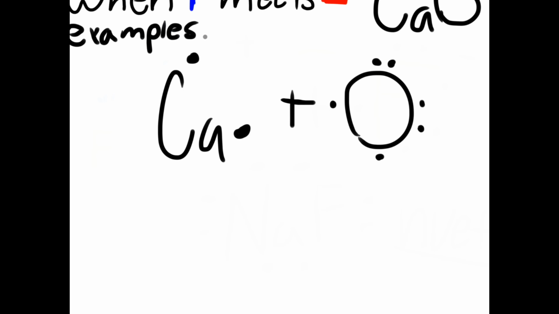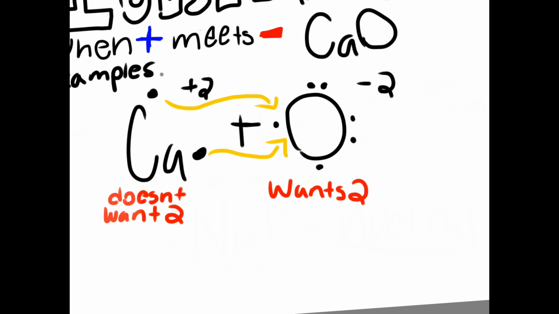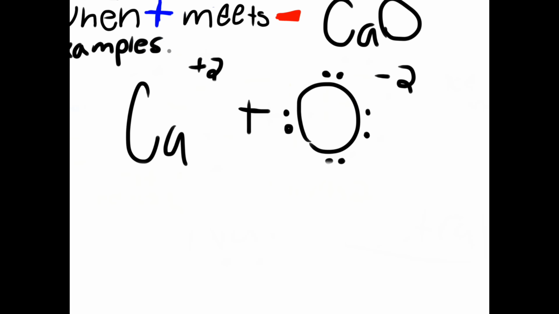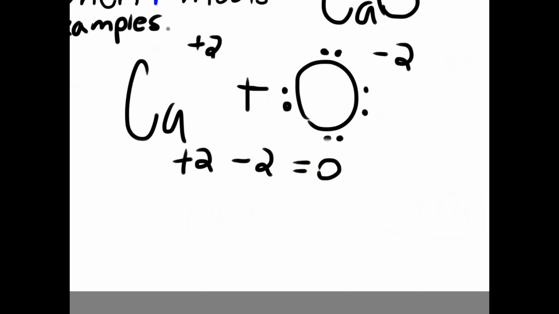This is another example of an ionic compound with calcium and oxygen. Calcium has 2 valence electrons while oxygen has 6. And so the calcium doesn't want them, but the oxygen does. So they just give them to each other. So the calcium gives its 2 electrons to the oxygen, leading to another neutral compound.